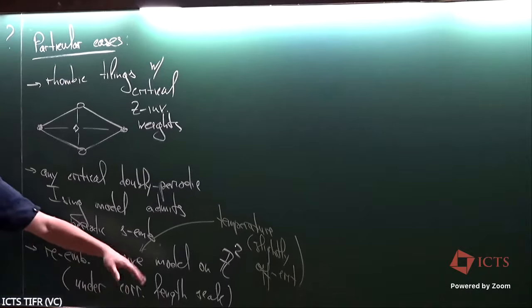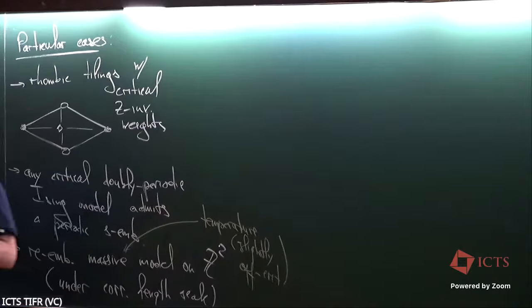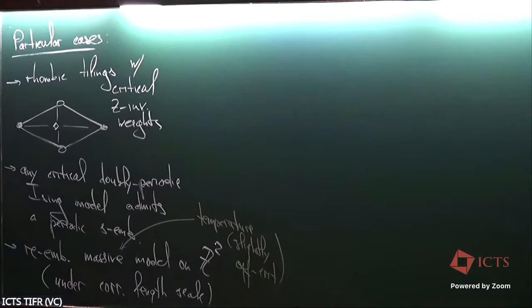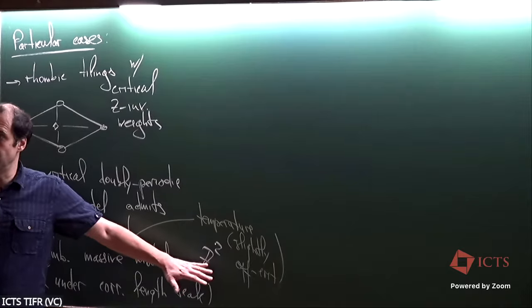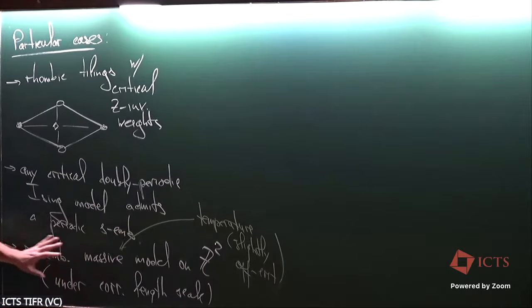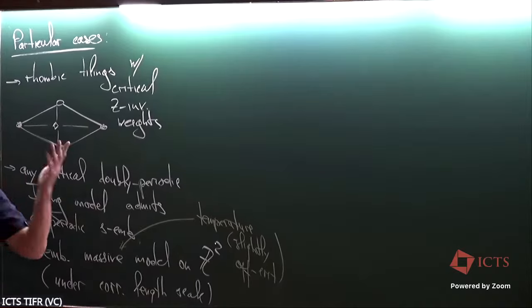Or in the same vein, you can play with random setups. You can start with Z2, for instance, with tiny random interaction constants near the critical point, and again, try to re-embed it in this way. So Remy Mahfouz has a paper on this.